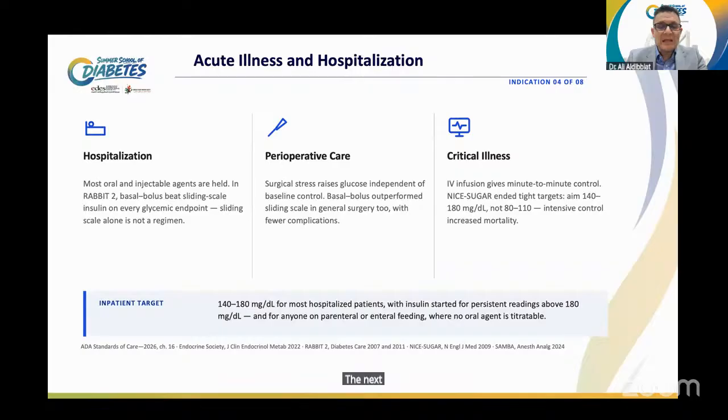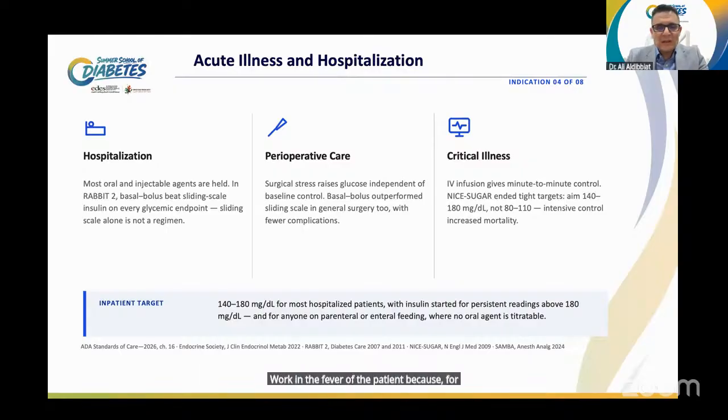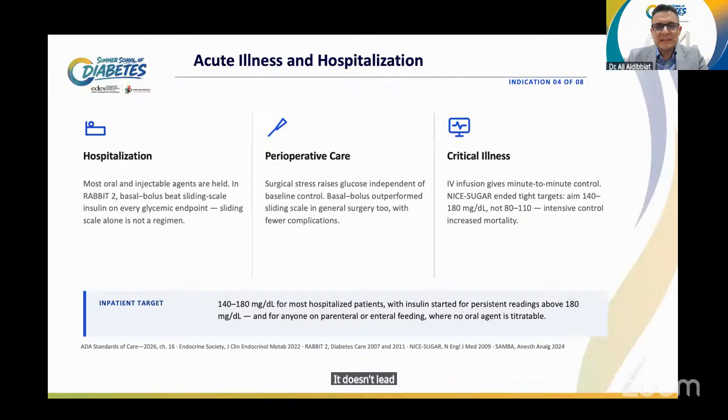The next one is in patients who are hospitalized for different reasons, like let's say the patient is admitted for a pneumonia. We know that giving basal bolus insulin and stopping the other oral therapies work in the favor of the patient because, for example, metformin increases the risk of lactic acidosis, especially when the patient is in decompensated metabolic state, when they are acidotic. While insulin is incredibly safe, it doesn't lead to acidosis, it doesn't interfere with any other medications there.